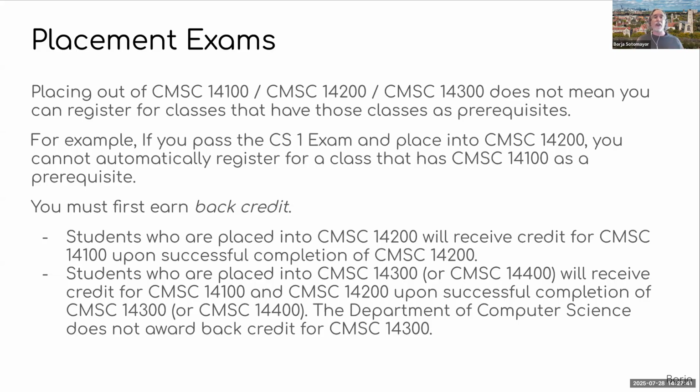So for example, let's say that you're someone who has already taken the CS1 exam, you've passed that exam, you've decided, you know what, I'm going to go into CS 142. And there's a very small number of classes in the department that just have CS 141 as a prerequisite. You are not able to register for those classes yet. You need to first earn what is known as back credit. Now, if you want to take a class that has CS 141 as a prerequisite, you first have to take CS 142. And then you will earn back credit for CS 141.